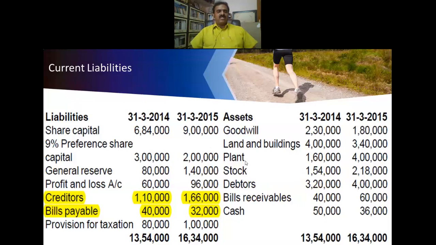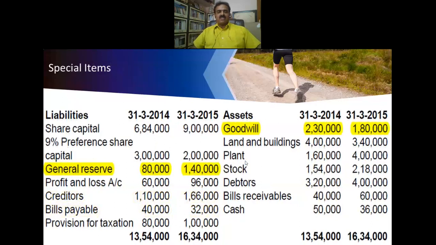Next, you need to see if you have any special items such as goodwill, preliminary expenses, or any other kind of asset which you may treat as depreciation, or any fund being transferred to general reserve from the profit and loss account. So these are all the special items which one needs to identify.